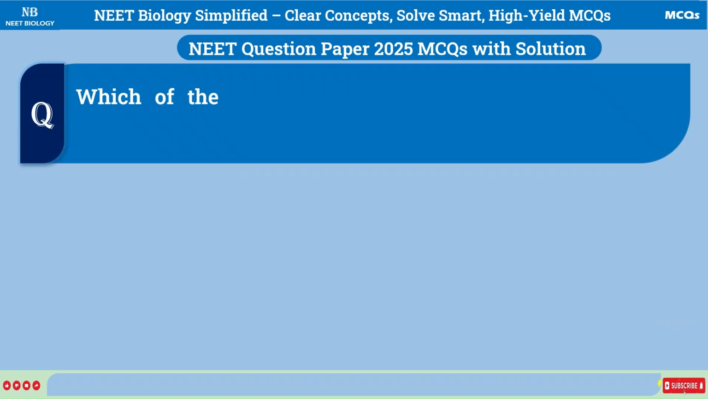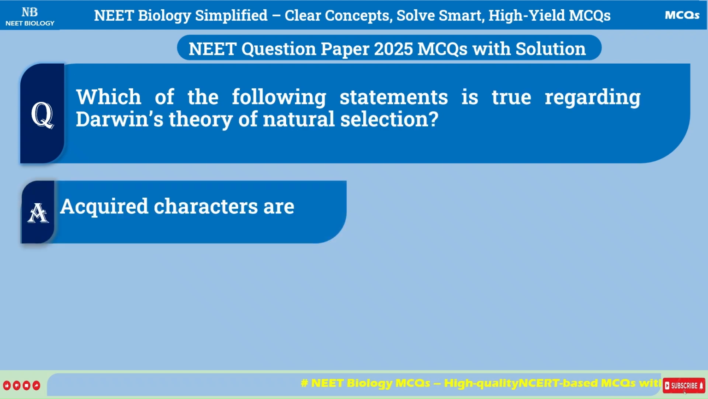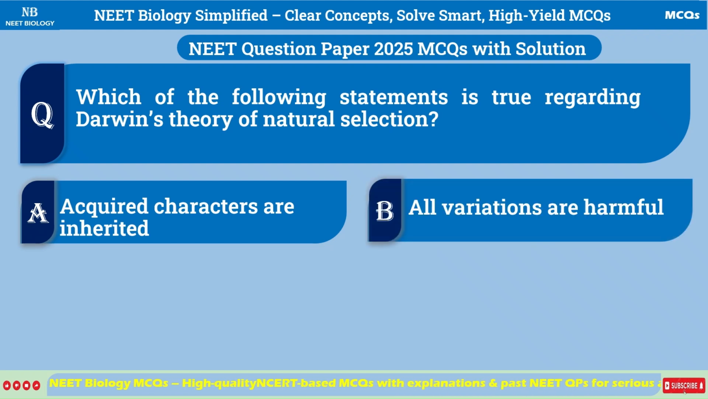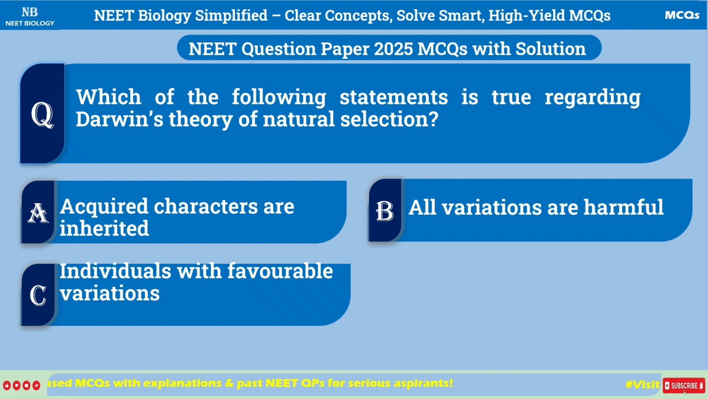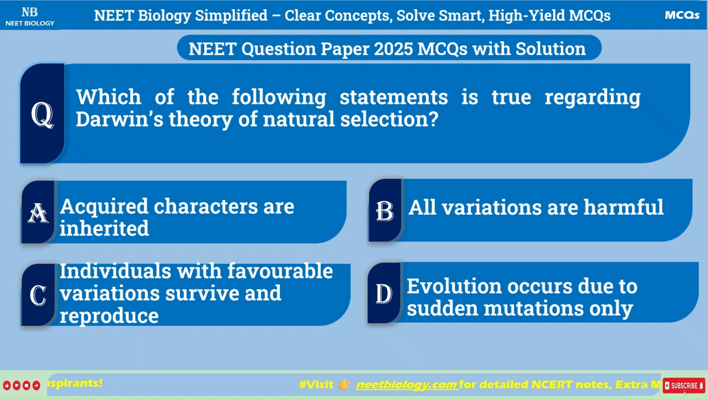Which of the following statements is true regarding Darwin's theory of natural selection? A. Acquired characters are inherited. B. All variations are harmful. C. Individuals with favorable variations survive and reproduce. D. Evolution occurs due to sudden mutations only. Correct answer is C. Individuals with favorable variations survive and reproduce.